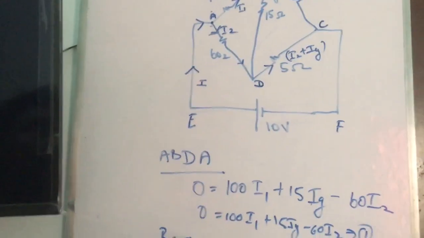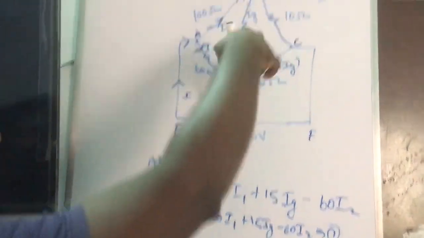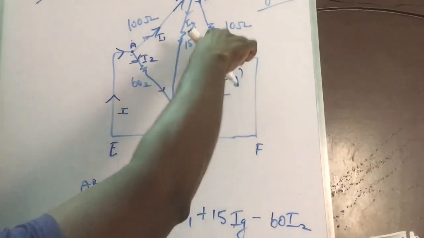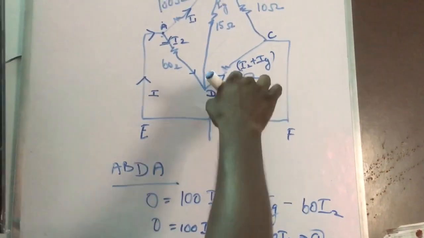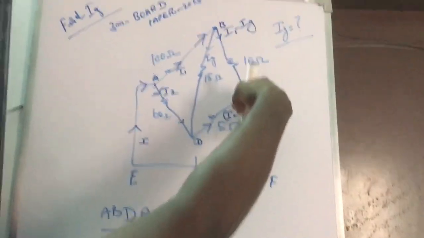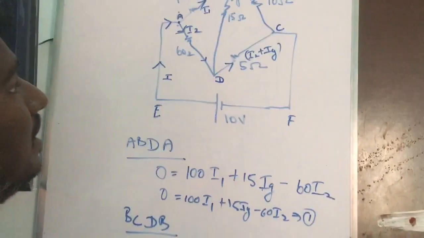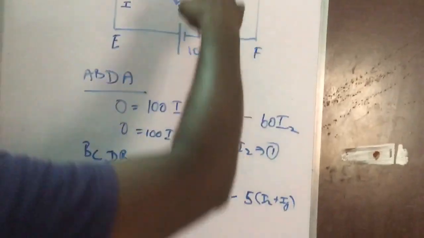Now I'm going to take the other loop, which is B, C, D, B. Still there is no voltage source, so I'm going to put 0. Here what is the current flowing? The resistance is 10, and the current is I1 minus IG. Here the current is clockwise, so I take it as positive. But here the current is coming in the opposite direction, so I'm going to put a minus. What is that? Minus 5 into I2 plus IG.